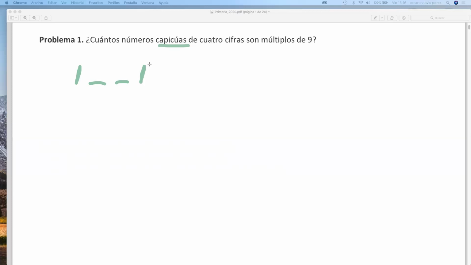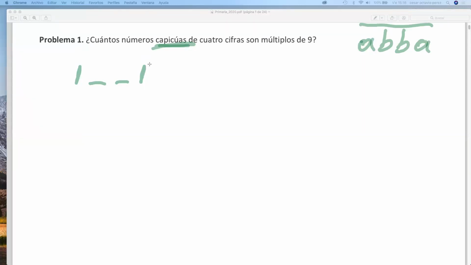Okay, if we are going to write a palindrome number, it must be written this way.